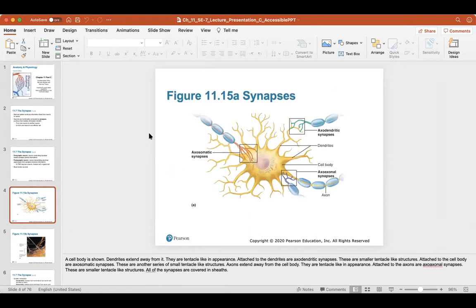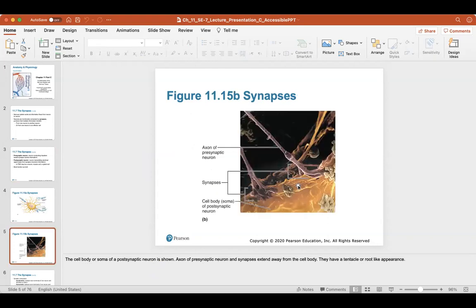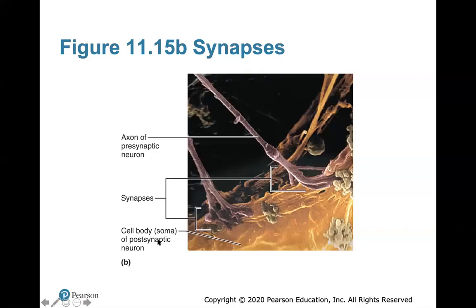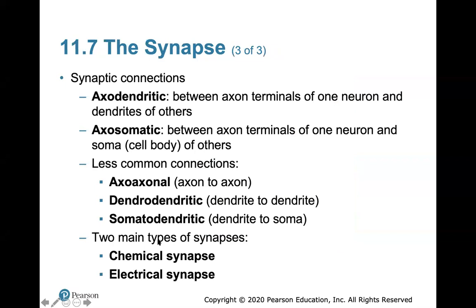And here's a look at different types of synapses. We can have an axosomatic synapse from an axon to a cell body, an axodendritic, or an axoaxonal synapse. Again, synapses are just connections between neurons, and this is a pretty neat picture showing some of those synapse connections. So here are the synaptic connections that I'll let you review on your own.